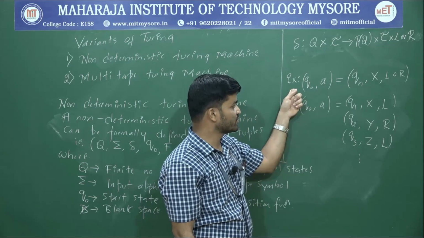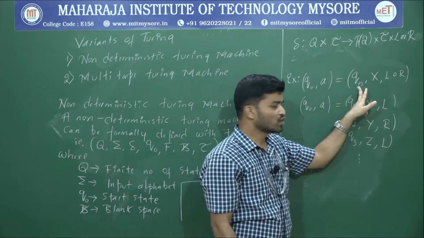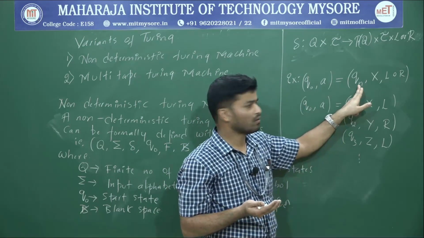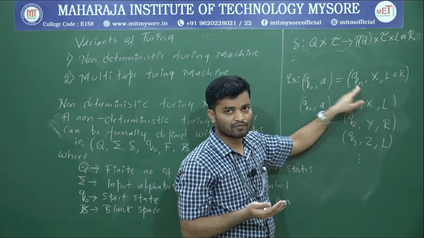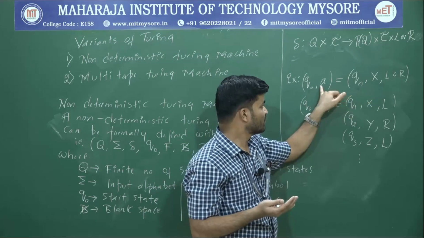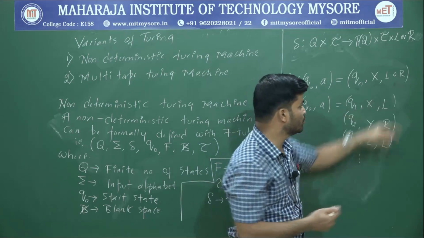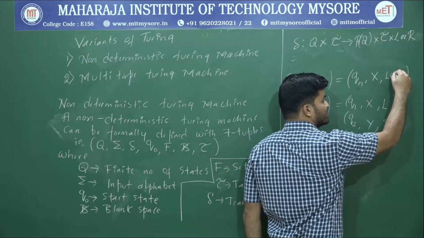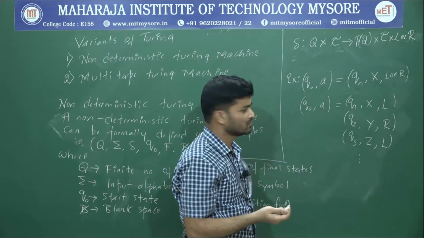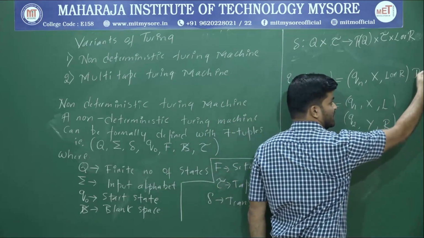This is with respect to a deterministic Turing machine. If you are in some state and you get some input, you will take a transition to some other state, which I call qn. So initially we are in q naught. I have taken a transition towards some qn. This a will be replaced with some special symbol x. Then it will take a move either to the left hand side or toward the right hand side. This is with respect to a deterministic Turing machine.